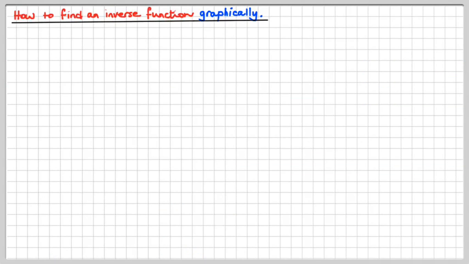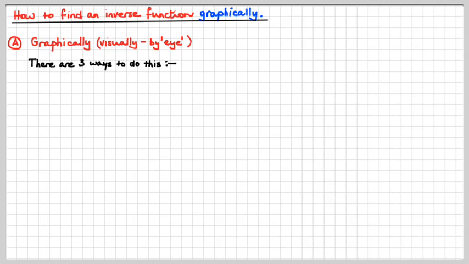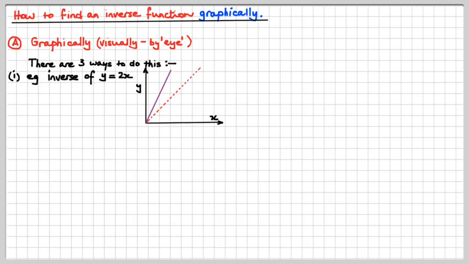Yes, it is. Okay, how to find an inverse function graphically? First of all, we're going to do it visually by eye, and then we're going to do some analytical stuff. Now, I have gone through this in a previous video, but we'll go through it again for the sake of completion and in the context of what we're doing here in this video. So, there are three ways to eyeball, visually by eye, guesstimate the inverse, about what it's going to look like.